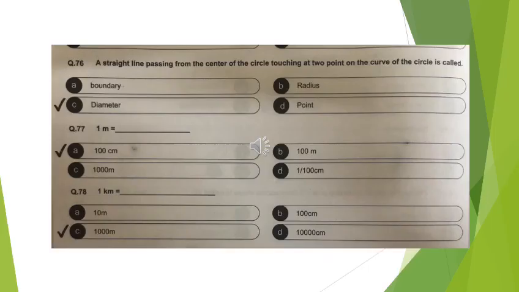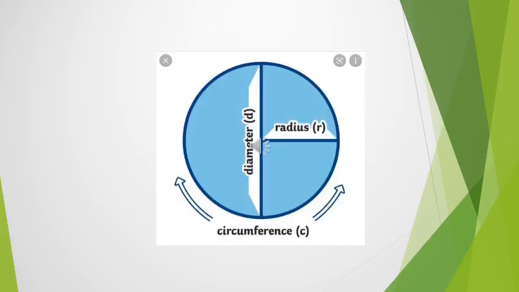Question number 76: A straight line passing from the center of the circle touching at 2 points on the curve of the circle is called, and the options are A: boundary, B: radius, C: diameter, and option D: point. Students, you can see from the picture that diameter is a straight line that is passing from the center of the circle touching at 2 points on the curve of the circle.